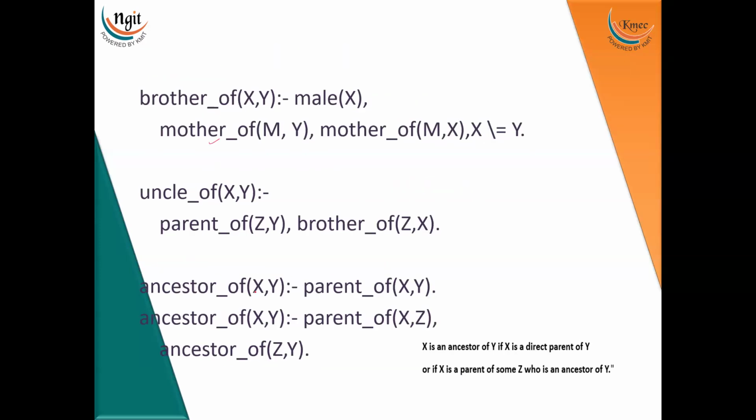Last, ancestor. That is, X is an ancestor of Y. Okay, and if X is a direct parent of Y, this represents X is a parent of Y, or if X is a parent of some Z who is an ancestor of Y. Okay, in this way we are going to read, and in this way we are going to frame the rules, and according to these rules, our Prolog interpreter will give you the answers whenever you pose the queries. Okay, so these are some of the facts and rules.